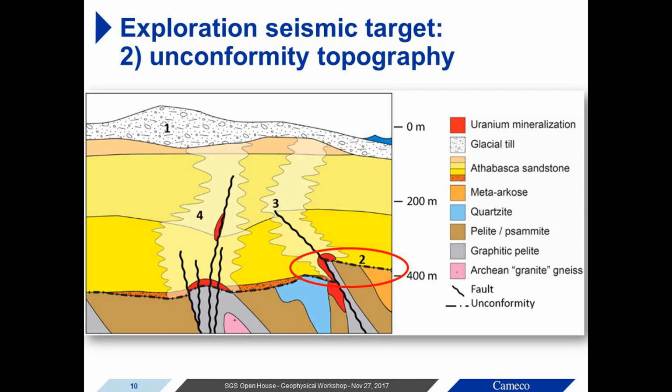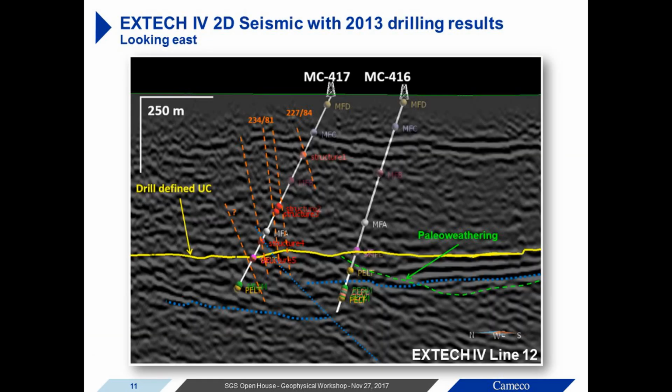As a point of interest, both Cigar Lake and McArthur River mines utilize freezing techniques to deal with the amount of water flowing along the unconformity and overlying sandstones. We already heard of EXTECH this morning.